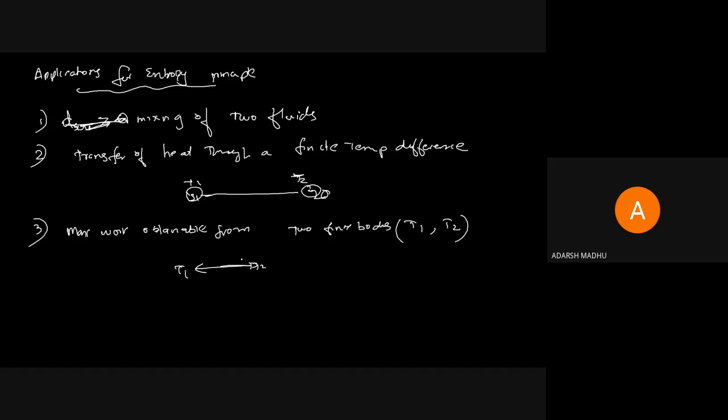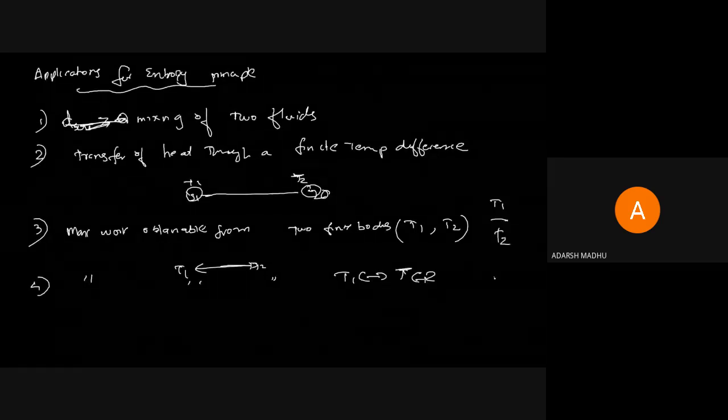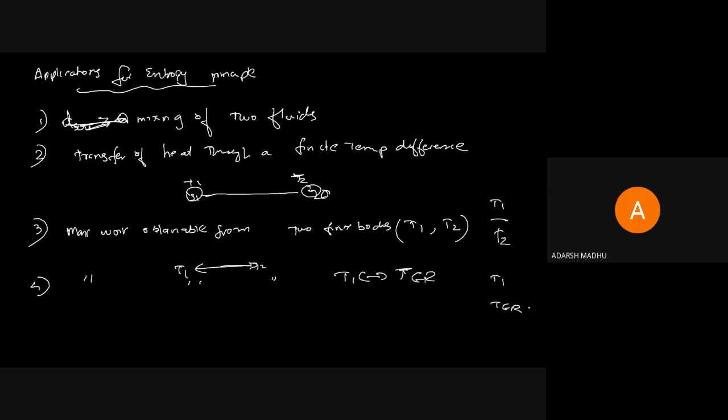There is another application also. This is the same application, maximum work obtainable from a system of two finite bodies, T1 and a thermal energy reservoir, TER. This is the process of T1 to the thermal energy reservoir, source and sink. Always it will be greater than or equal to 0.